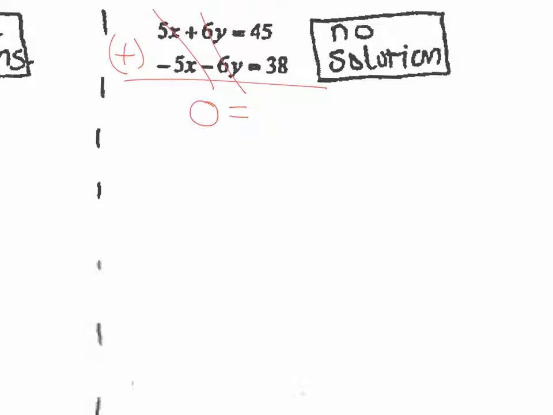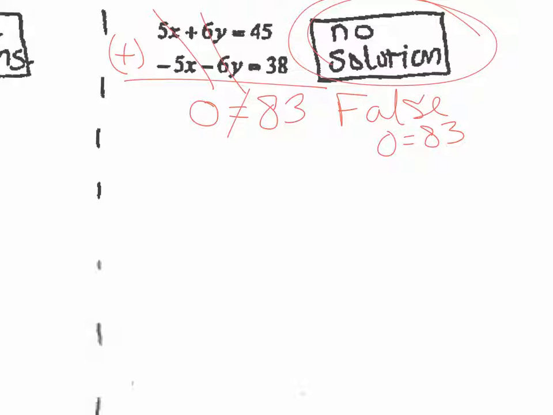And then on the right hand side I have 45 plus 38, which is going to give me 83, I believe. And when I'm looking at this now, I have 0 equals 83. Well, that's not a true statement, right? That would be false, that 0 equals 83. So if it's false, that's when you get the no solution situation. So just remember, with elimination, you want to make sure they're in standard form first. If they're not, you have to make them that way.